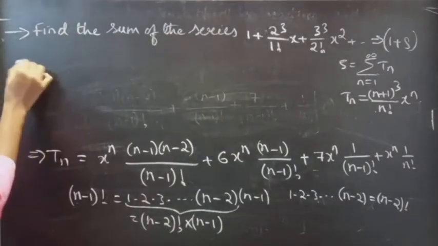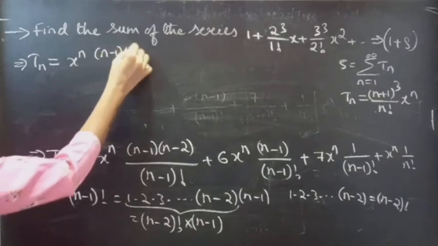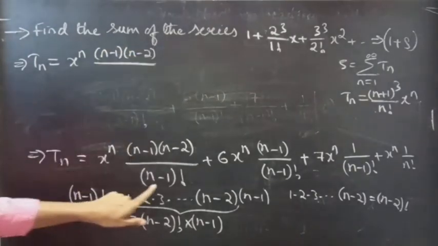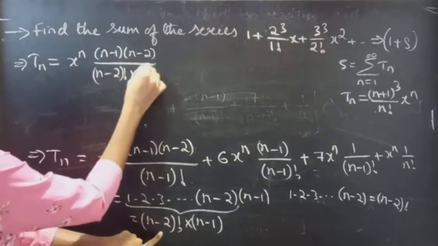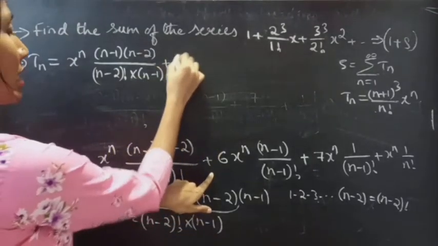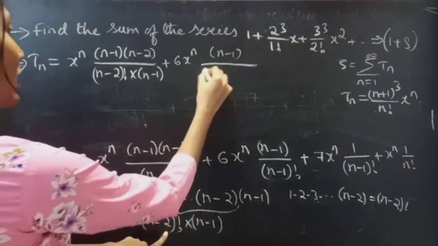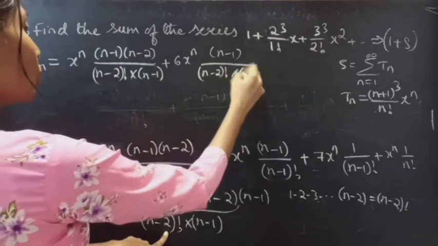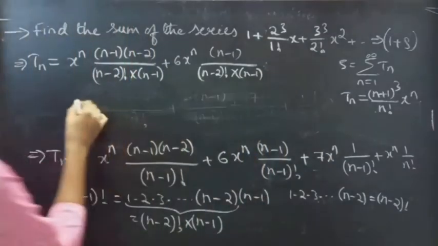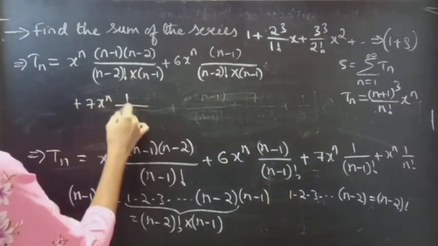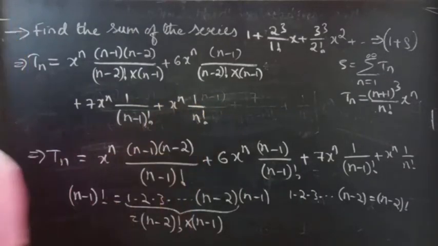Now this becomes Tn equals x^n (n-1)(n-2) by, replacing (n-1)! by (n-2)! into (n-1), plus 6 x^n (n-1) by, replacing (n-1)! by (n-2)! into (n-1), and write the remaining steps as they are, that is plus 7 x^n · 1/(n-1)! plus x^n · 1/n!.